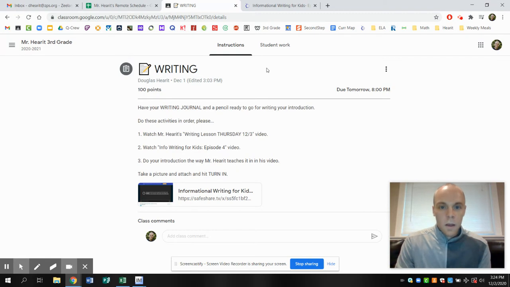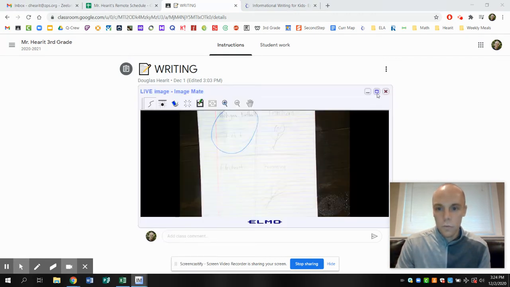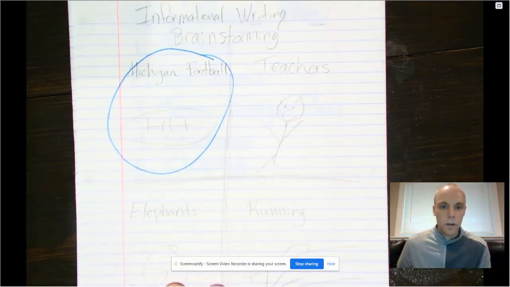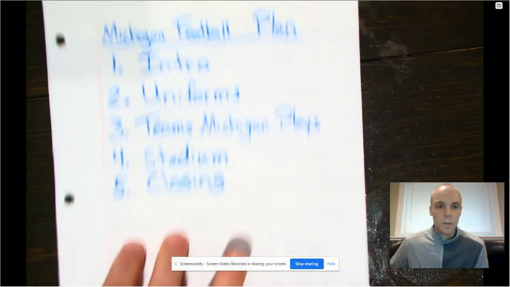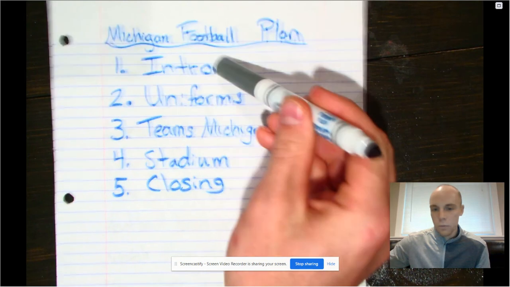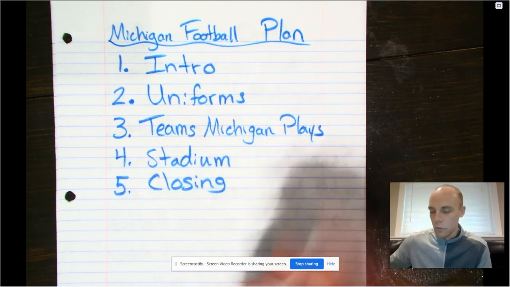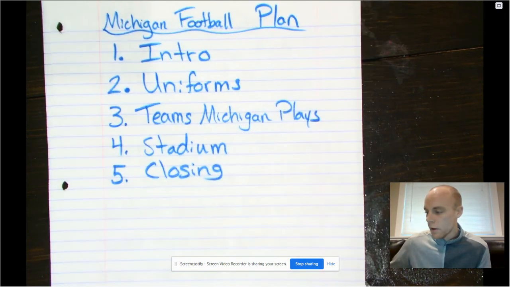So awesome. Here, I'm going to share my screen with you, my Elmo, and what we're doing here. So informational writing brainstorming. Remember, I had 4 different topics. I picked Michigan football. Then I came up with my plan. We came up with our plan on Tuesday. Intro is what we're going to be doing today. Tomorrow we'll do your subtopic 1, and then I'll do 2, 3, and 4 next week. And then we'll do our closing towards the end of next week too. So that's where we're at.